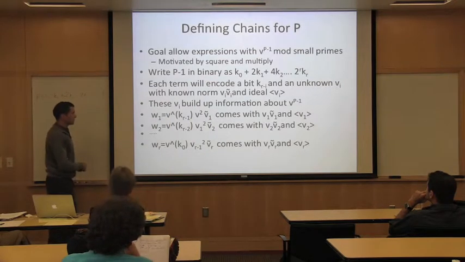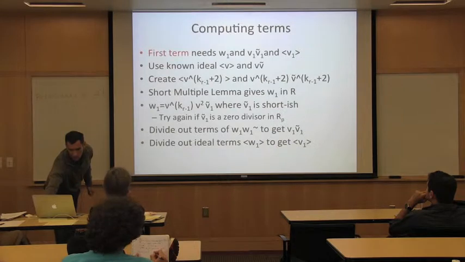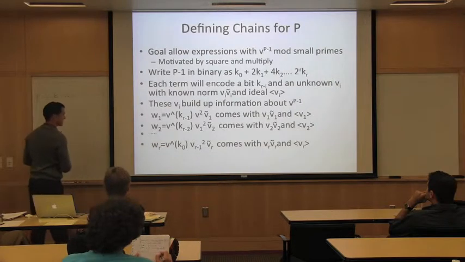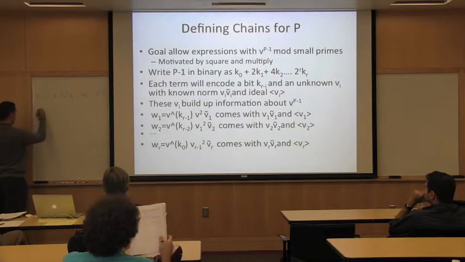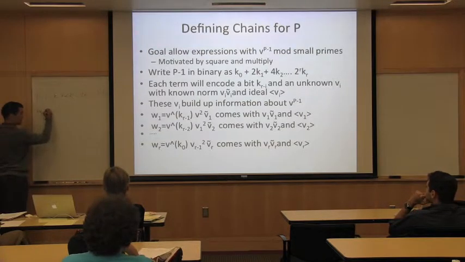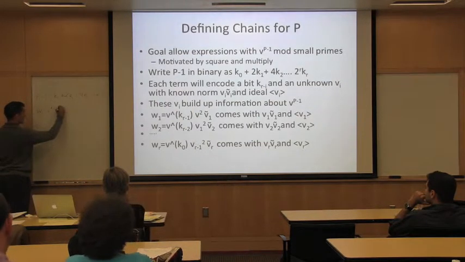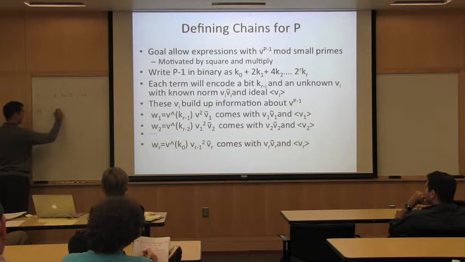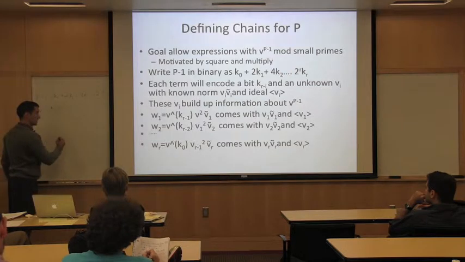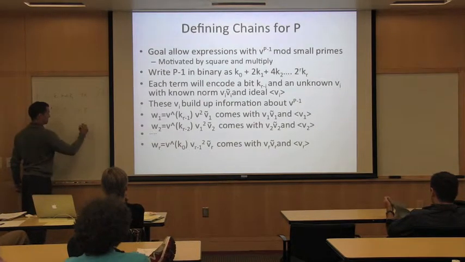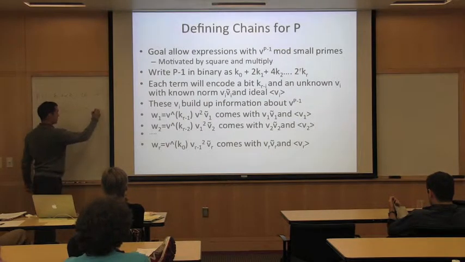Let's see here. I'm going to explain how you get these in a minute, but the form of them is going to look like this. I can write those down because we're going to need that again. The first polynomial in our chain is going to be w1, and that's v to the k sub r minus 1, plus 2, or you could say times v squared, times a new v1 variable that we're introducing, conjugate. We're going to need this v1 times the v1 conjugate, and we're going to need the ideal of v1.